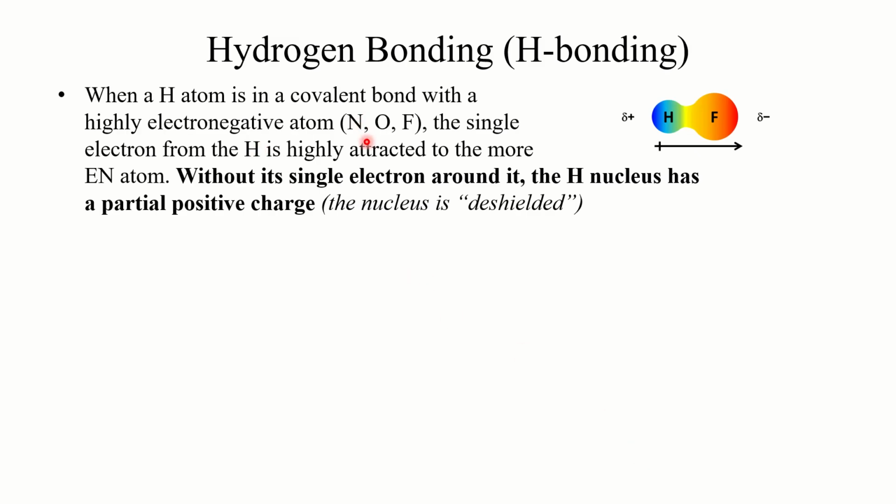So when a hydrogen atom is in a covalent bond with a highly electronegative atom, that single electron from the hydrogen, right, since hydrogen is bringing a single valence electron to the bond, is highly attracted to that more electronegative atom. Without its single electron around it, the hydrogen nucleus has a pretty strong partial positive charge. We can say the nucleus is de-shielded.